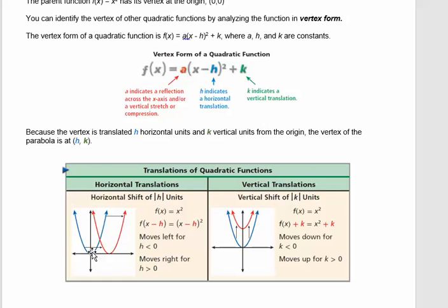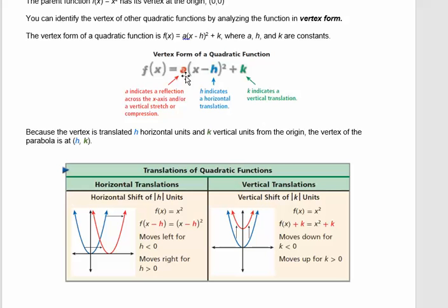Note that a vertex has an x and a y coordinate. You have to list both of those if asked for a vertex. You can't just give one number as an answer. If you write the quadratic in vertex form, then you can find out lots of information. You can tell whether it's going to open downward or upward, which means it's been reflected. If it opens downward, it's been reflected about the x-axis. You can also tell, if this a is not 1, whether there's been a vertical stretch or compression.